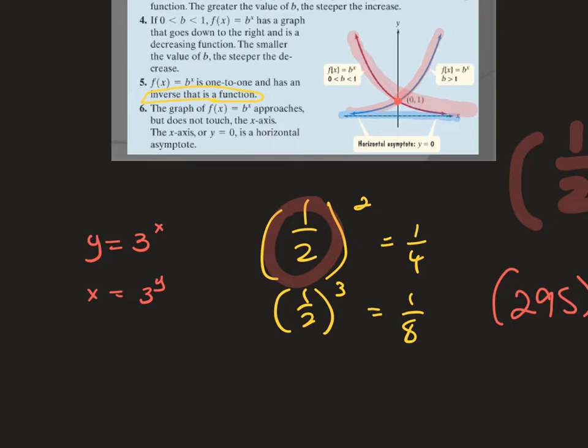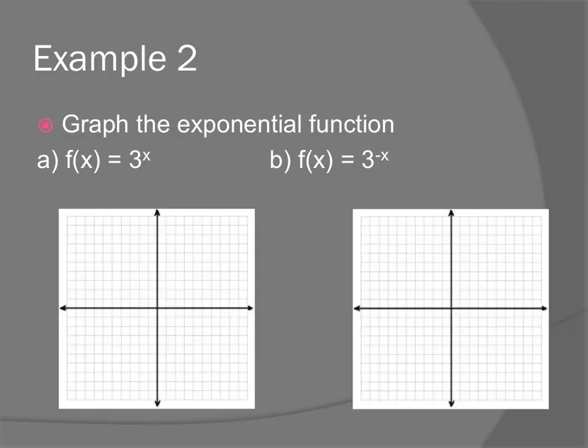And then 6 says the graph of f of x equals b to the x approaches but does not touch the x-axis, and that is a horizontal asymptote. So again, this is all based on the parent function. Once I start shifting these up, down, right, left, obviously these things are going to change. But all this information is true about the parent function.